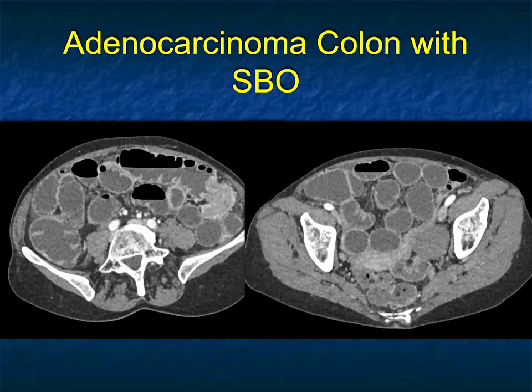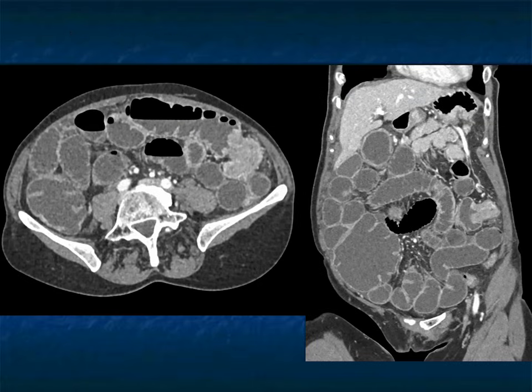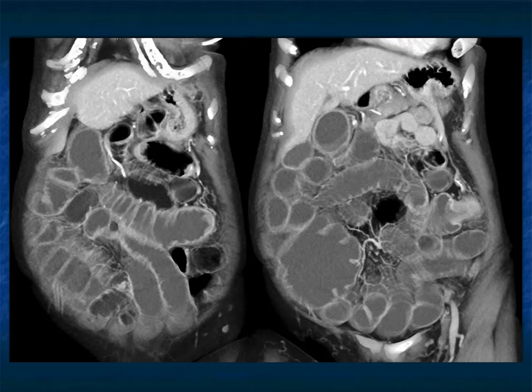Here's a patient with adenocarcinoma of the colon. There's bowel obstruction present. You can see the dilated bowel. We'll track it downward looking for the site of intussusception. And you can see right over here, there's a transition point. There's a mass which is extending into the bowel.